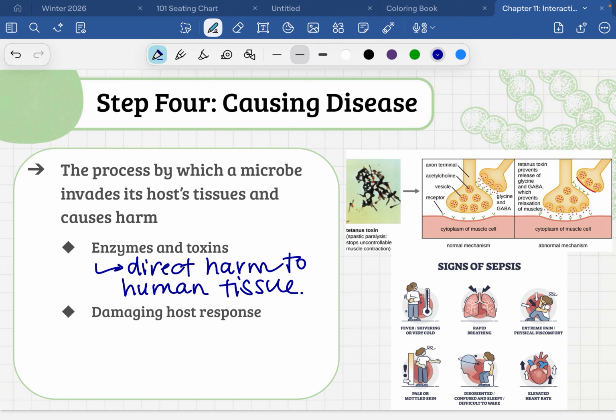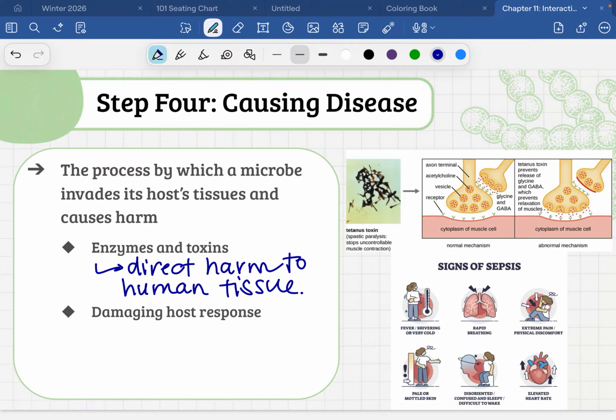For example, Streptococcus pyogenes, the organism that causes strep throat, produces a toxin that dissolves your tissue. It dissolves human cells. That is why strep throat hurts so bad, because the bacteria is literally dissolving and killing and chewing through the tissue in your throat. It hurts.